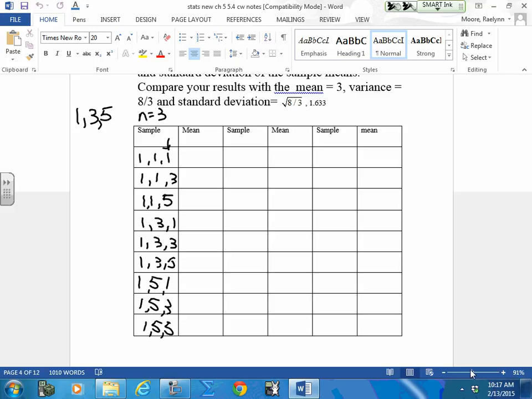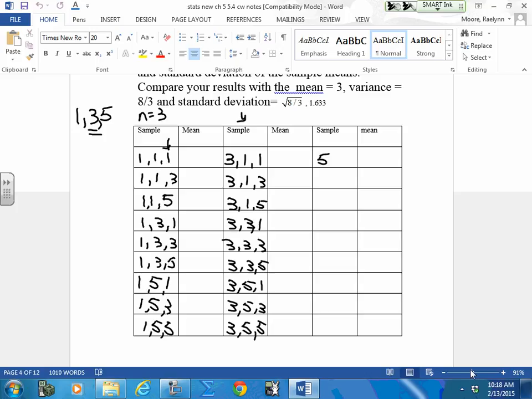So now what do I go to? 3. This whole thing, I did it, so now this would repeat with the 3. This would repeat with the 5. Okay? So now, same way. 3, 1, 1. 3, 1, 3. Do you see it repeat? 3, 1, 5. 3, 3, 3. It's all about finding the patterns in this.